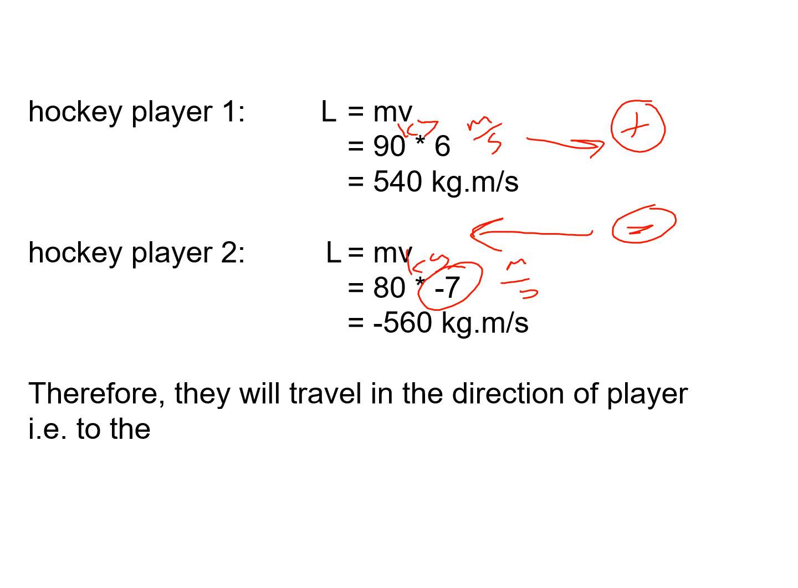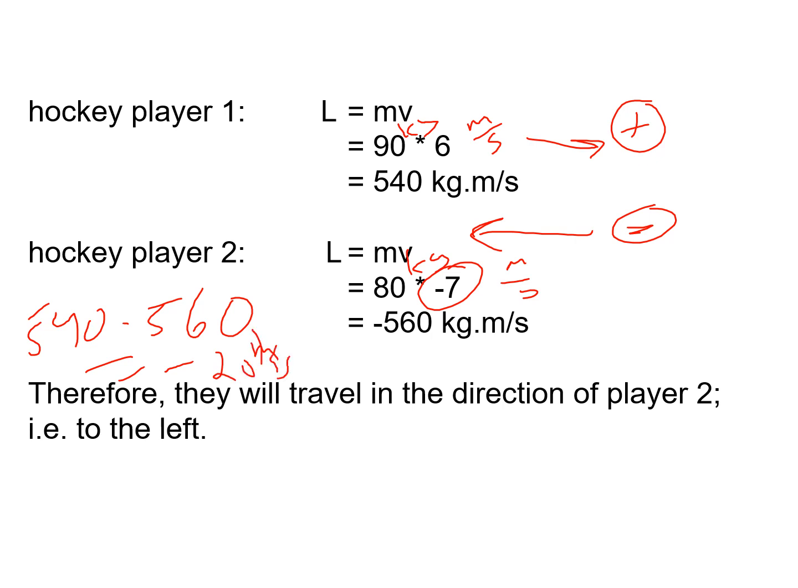Therefore, they'll travel in the direction of player 2, to the left, with a resultant momentum of roughly negative 20 kilogram meters per second. Simply, 540 minus 560 equals negative 20 kilogram meters per second.